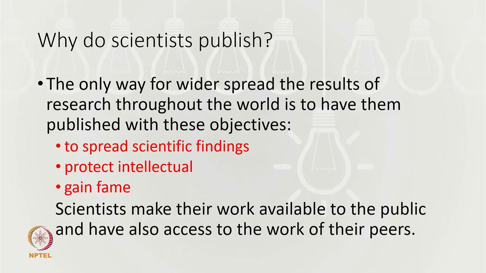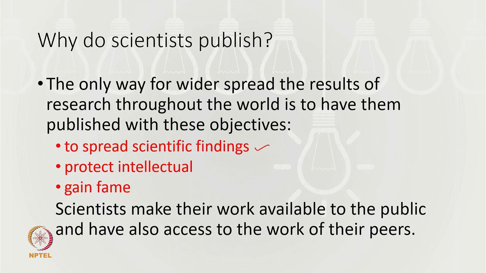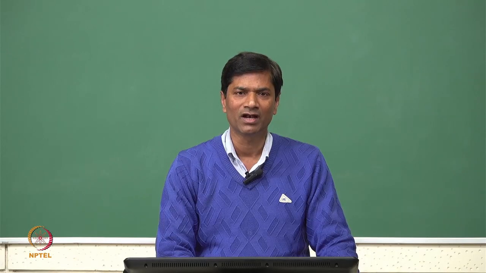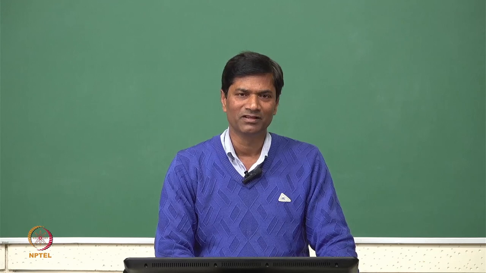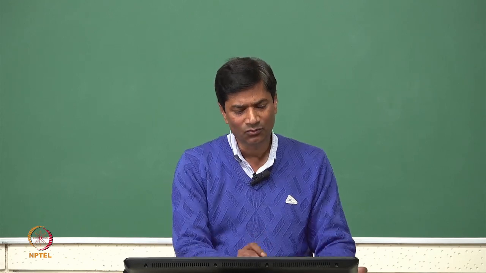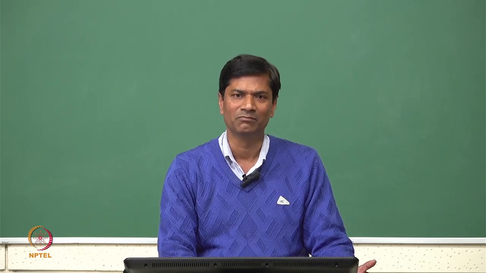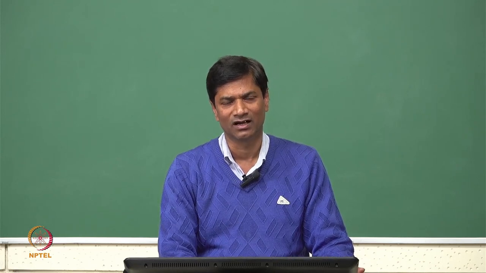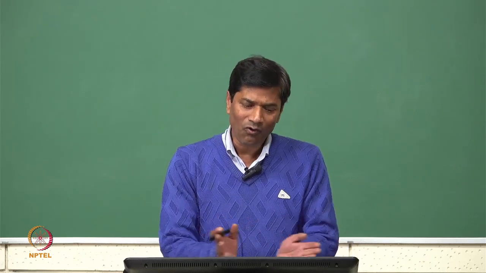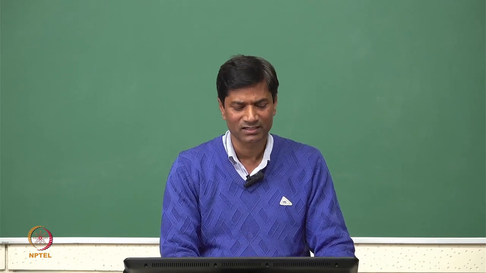There are various reasons for publication, but one of the most important is to spread scientific findings. Scientific findings can only be spread by publication. If there is no publication, it's not possible for the citizen to know about what's happening. Hence, to spread scientific findings, publication is required, and that publication can be in various forms. This can be a journal article, it can be published in proceedings, it can be published in mass media like newspapers, magazines, and other mass media channels. All these spread scientific knowledge. Hence, to spread scientific knowledge, publication is required.